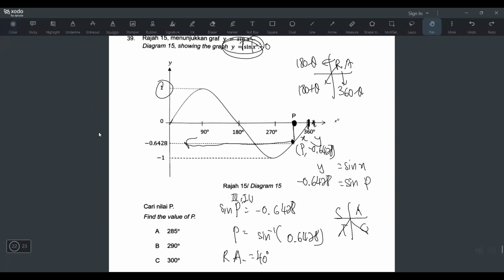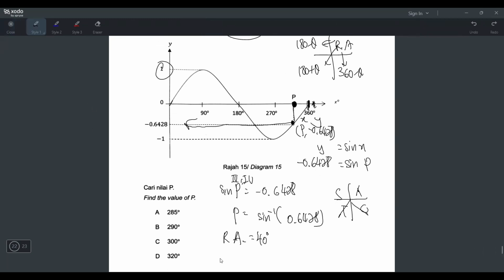So, how to get quadrant 3? 180 plus. How to get quadrant 4? 360 minus. So, your real angle for P will be 40 plus 180, 220. And then 360 minus 40 is 320. Okay. 180 plus is 220, 320.